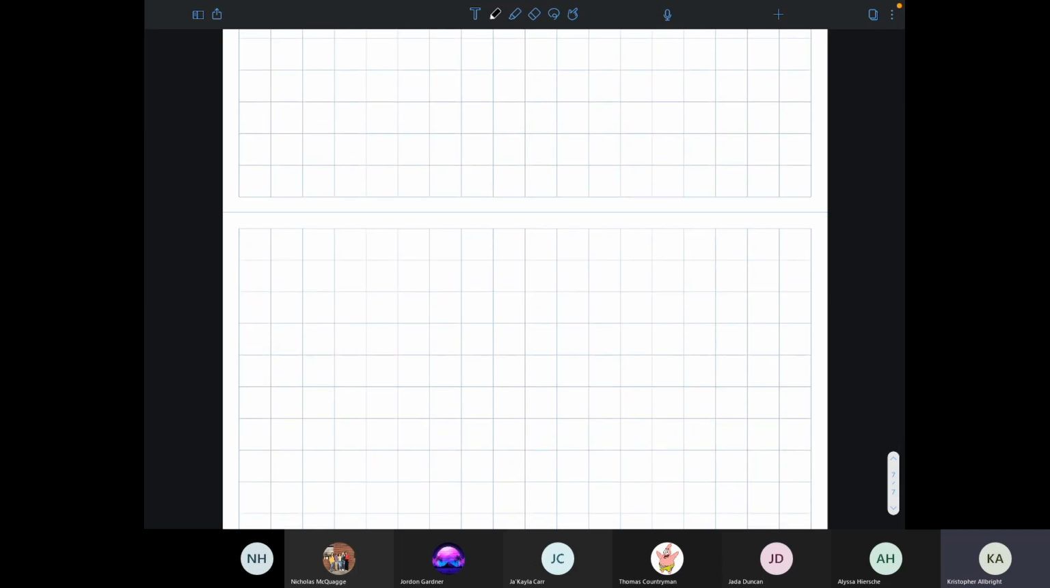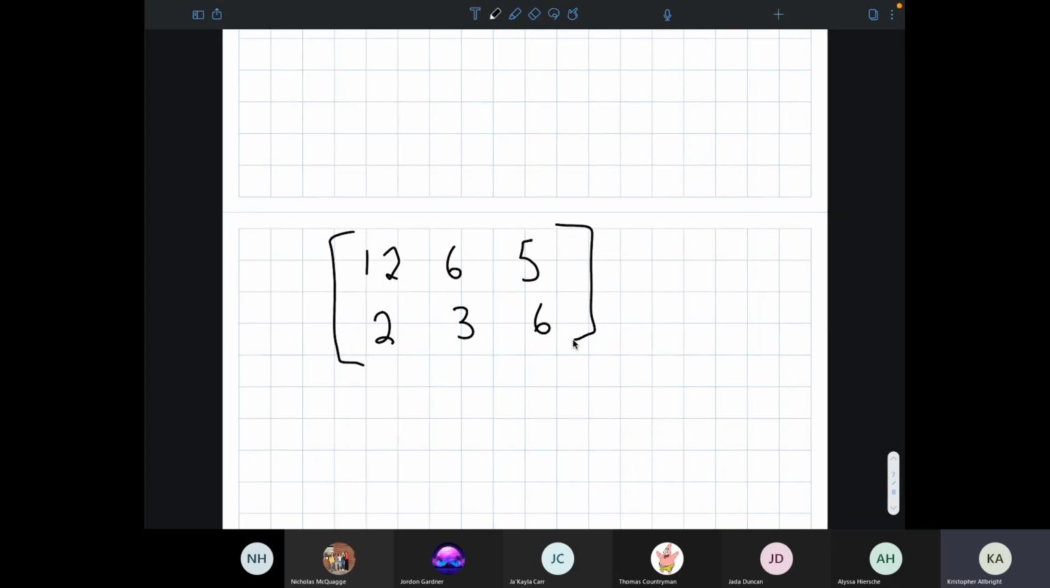I feel like we're just taking those and putting them into a matrix. So I'm going to put them exactly like they're written. We're going to do store A, 12, 6, and 5. Then we do 2, 3, and 6. There could be a case made that you flip this and do it 12, 2, 6, 3, 5, 6, but I'm going to go with this just because I think it makes more sense.